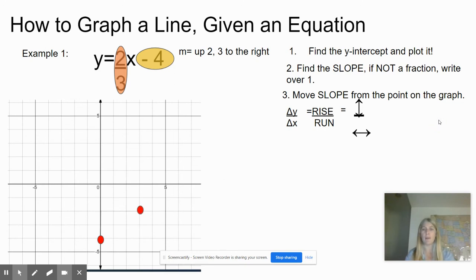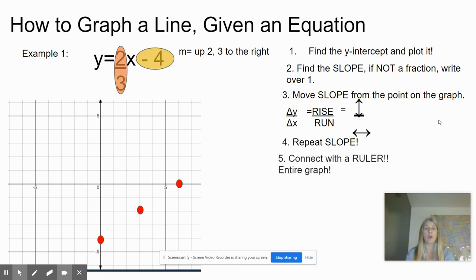Now, our fourth step is we are going to repeat this slope for the entire line. So we are going to go up 2 and 3 to the right, up 2 and 3 to the right. So here we go, up 2 and 3 to the right. After we've repeated that enough and we have enough of the line to use our ruler, we are going to connect the entire graph, taking up your whole graph all the way from one side to the other. So we're going to go ahead and connect that and add arrows on either end.